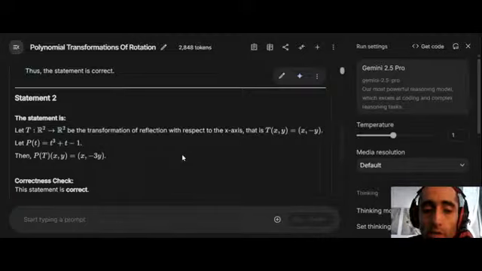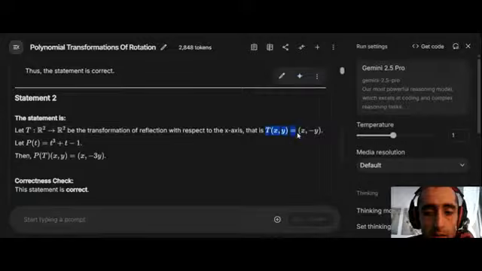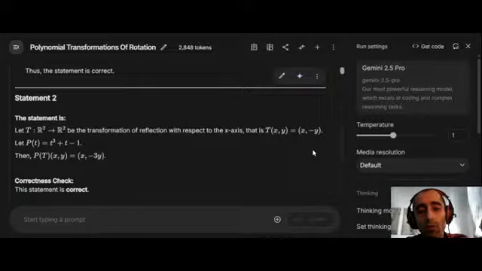Now we'll get to the second one. And again, this is a statement which says, again, we have a transformation from R2 to R2. This now is the reflection with respect to x, meaning that it takes a vector and transforms its y coordinate from y to minus y.